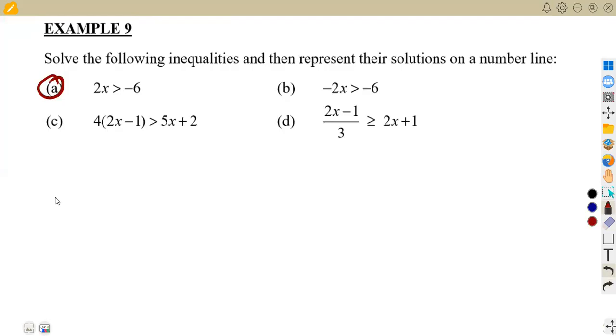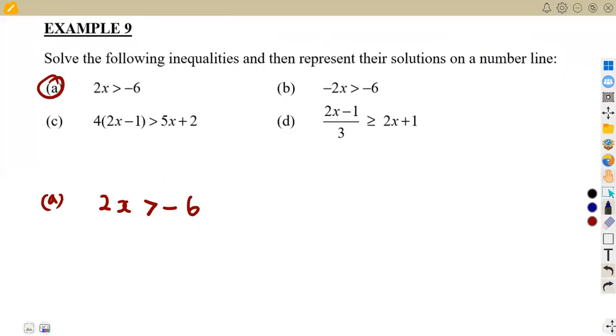So the first inequality that we are given states that 2x is greater than minus 6 like this, okay? 2x is greater than what? Minus 6. 2x is bigger than minus 6. We are reading from the side of 2x to this side. It is the one that is pointing, so it's greater than.